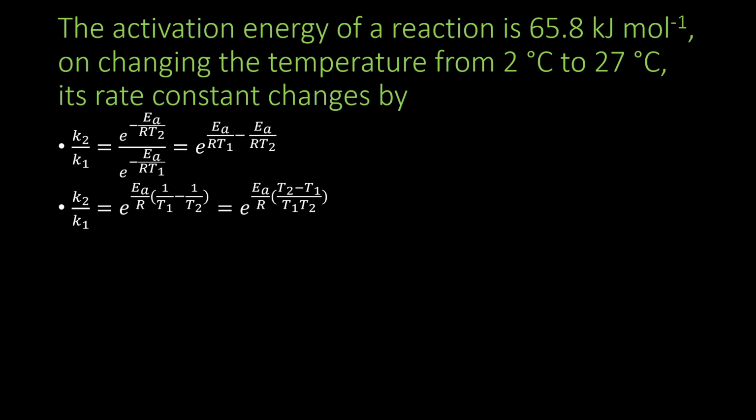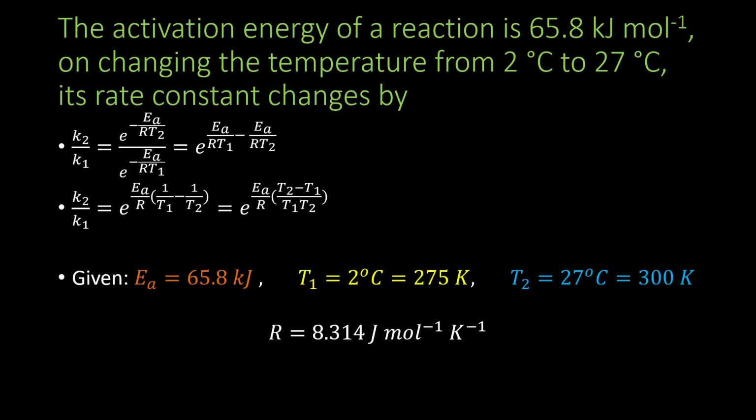Now we are also given some data and information in the question. The activation energy is given as 65.8 kilojoules. The initial temperature is 2 degrees Celsius, which we have to convert into Kelvin. So that would be 275 Kelvin. The second temperature is 27 degrees Celsius, which is equivalent to 300 Kelvin. And the gas constant R is 8.314 joule per mole per Kelvin.